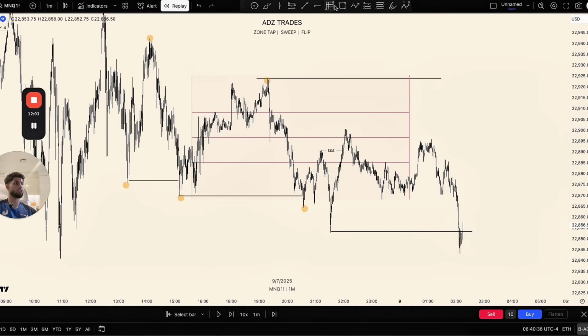Now, let's look at structure, all right? Low, high, low, high. We know that this wasn't a real BOS. This is a real BOS, however, because you can see on the higher time frame, this will be a real break of structure. So let me delete this.